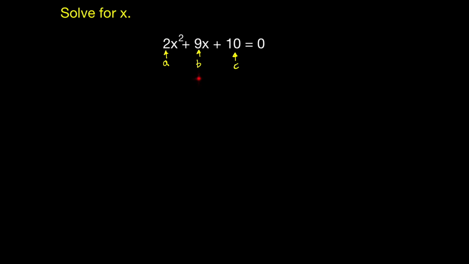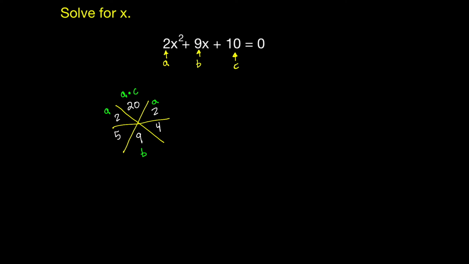So my A value is 2, my B value is 9, my C value is 10. I have the snowflake diagram, so I'm going to begin to fill it in. A multiplied with C, that's going to be 2 times 10, we get a 20. My A value is 2, and then my B value is positive 9. So I have to find two numbers that multiply to 20 but add to 9. And after some trial and error, you're going to come to the conclusion that the two values are 5 and 4, since 5 times 4 multiply to 20, but if you decide to add them, they'll sum to 9.